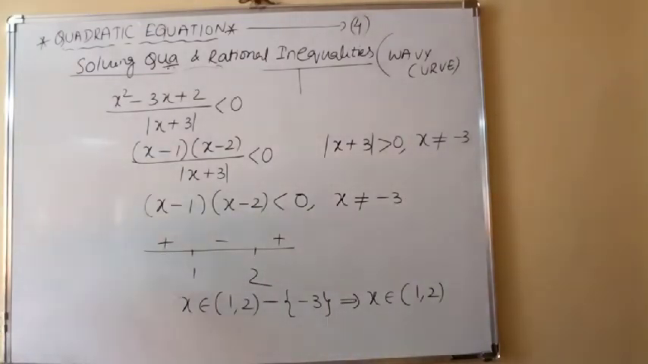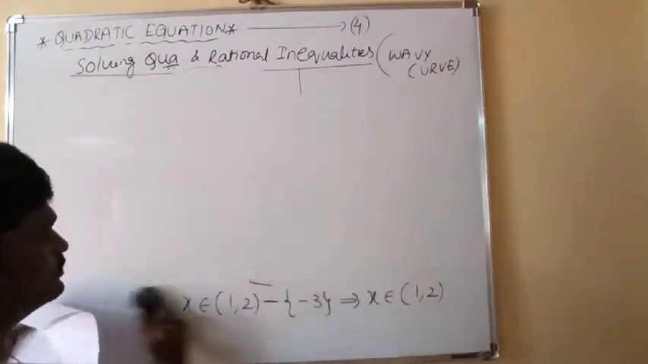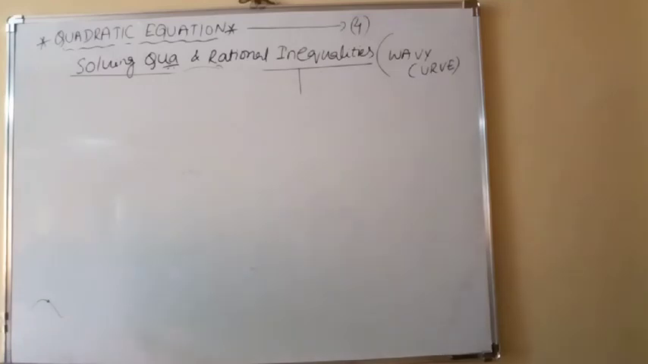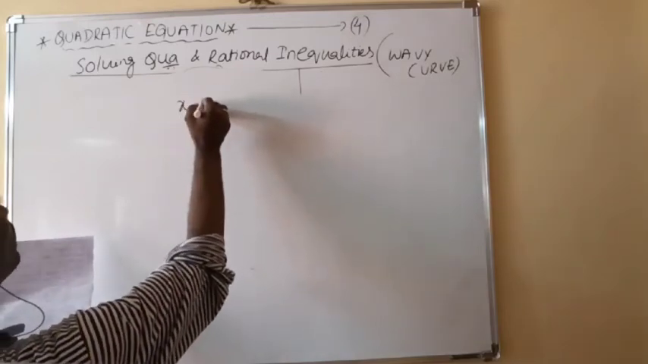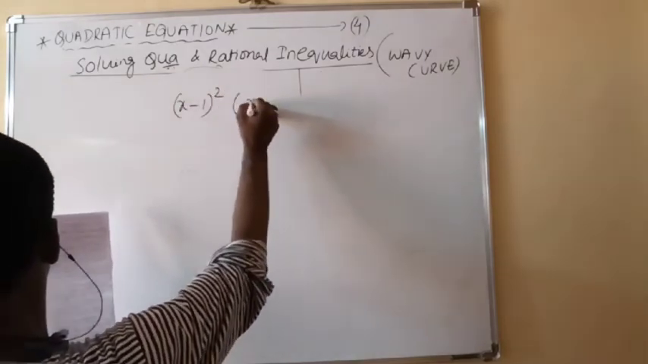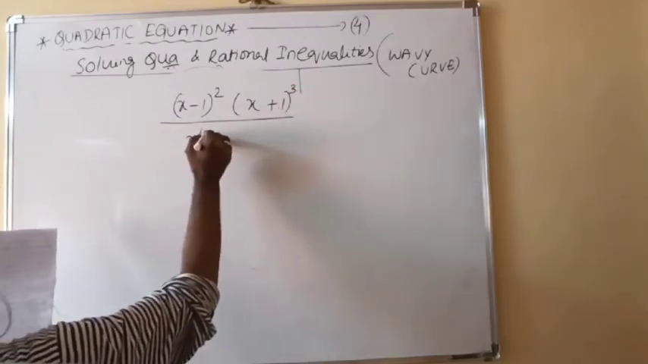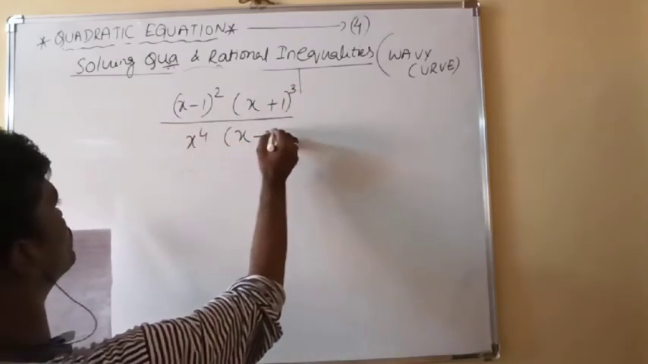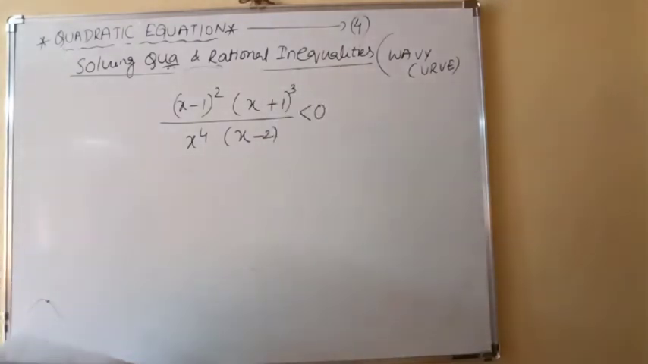So next model problem. (x minus 1) whole square, (x plus 1) whole cube divided by x power 4 into (x minus 2) less than 0. See, in each and every factor the x coefficient is positive. So directly we can draw the real line.